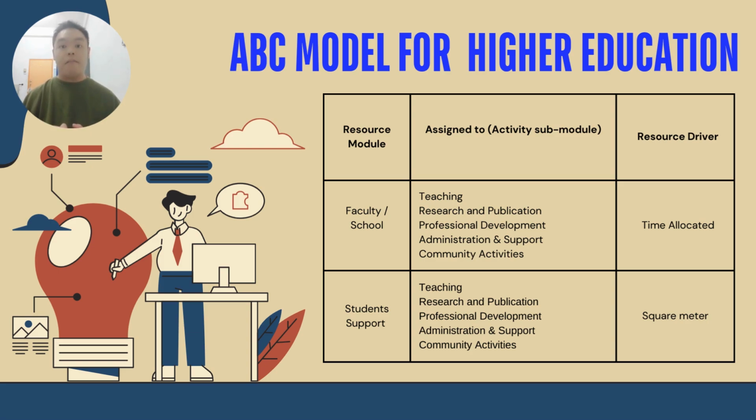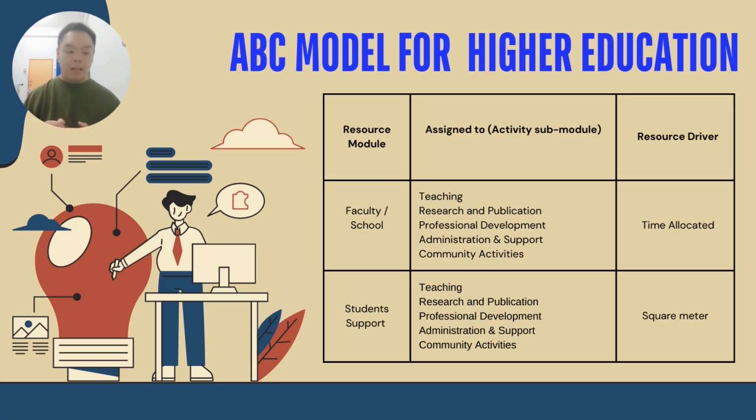Today I want to talk about the ABC model for higher education. First and foremost, we assign faculty or school overhead cost for each activity using the time allocated as a cost driver. Next, some courses require more teaching time, such as 4 teaching hours or 4 credit hours per week. But some courses will have less teaching time, such as 2 teaching hours or 2 credit hours per week. Different courses have different teaching hours, therefore have different costs.